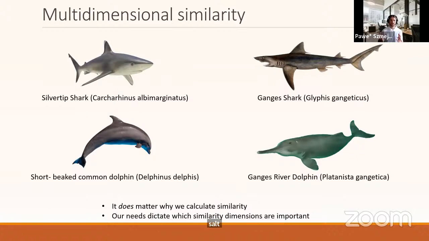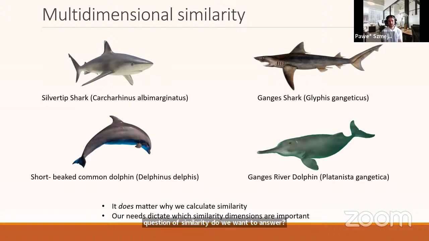So there are many similarities, of course. Both dolphins have more in common genetically than a dolphin and a shark, as we know from the previous slide. But which result is more important to us depends on what question of similarity we want to answer.